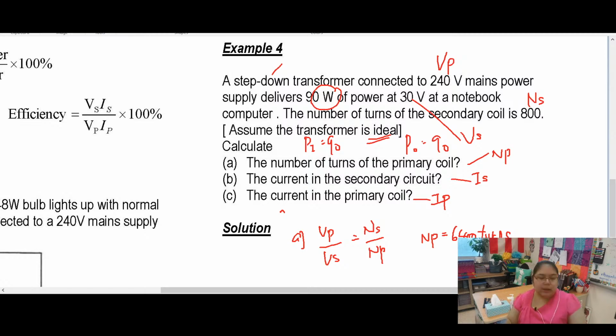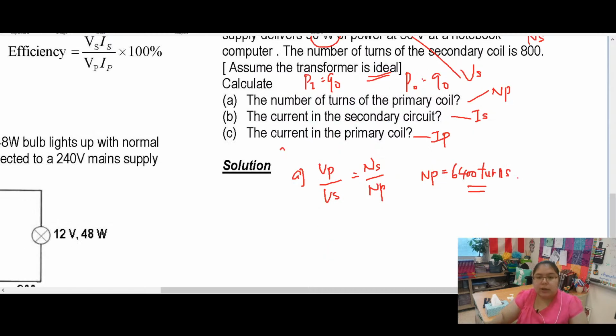Then we go to B. They ask about the current for the secondary. Current is normally related to power, so we use the power equation for the secondary. Power output we know is 90. Voltage for the output is 30, is it? So P equals VI, with V being 30, and I is the secondary current. So IS is 90 over 30. The answer is 3 ampere.